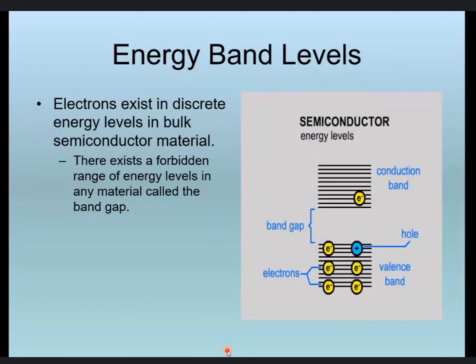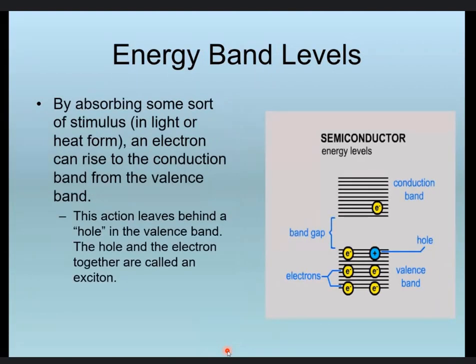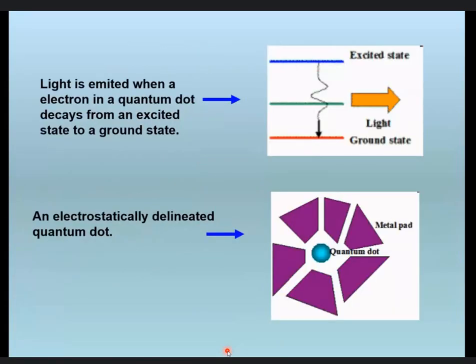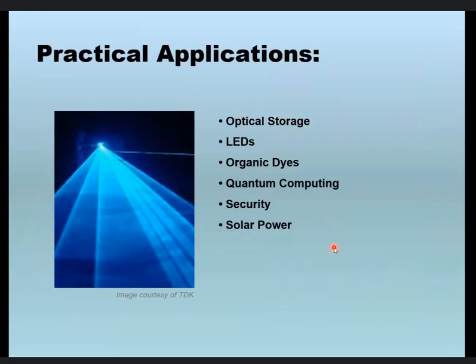The semiconductor energy levels, all of you know what is band gap, conduction band, as well as valence band, and energy band levels in semiconductors. But these are some things, and light is emitted when an electron in a quantum dot decays from an excited state to the ground state. You can get the light, and electrostatically delineated quantum dots also can be prepared, and they have lots of applications.